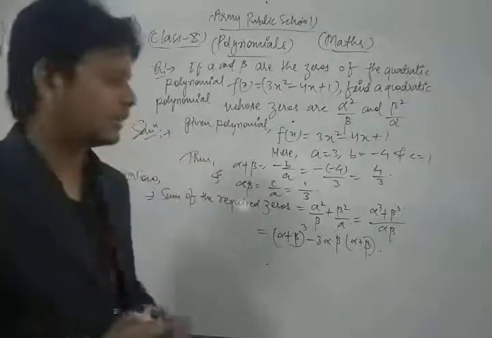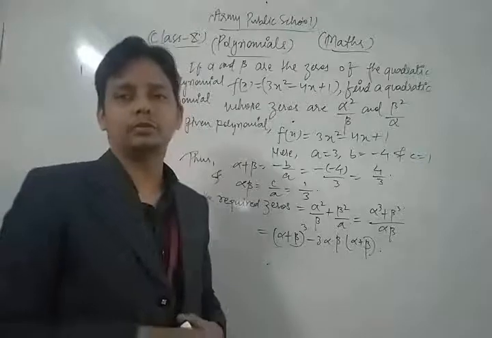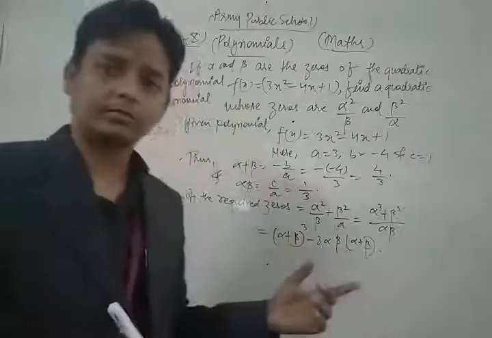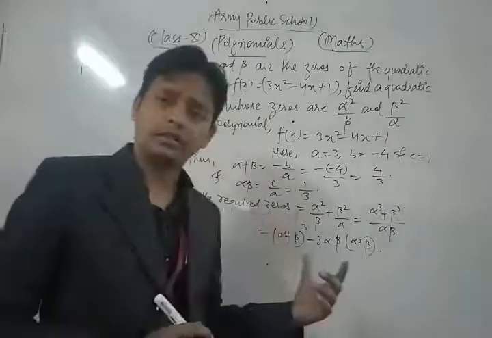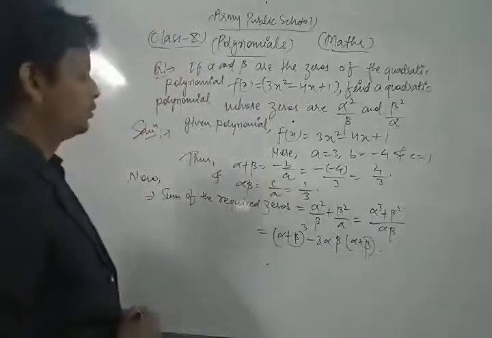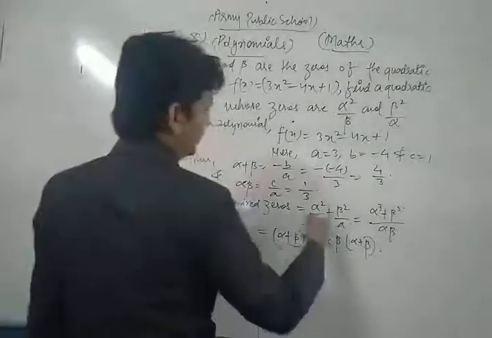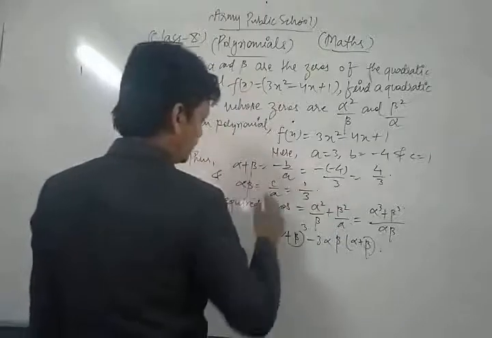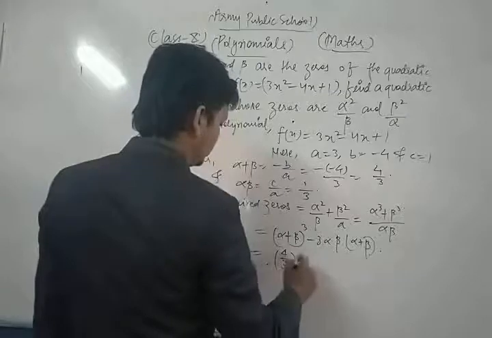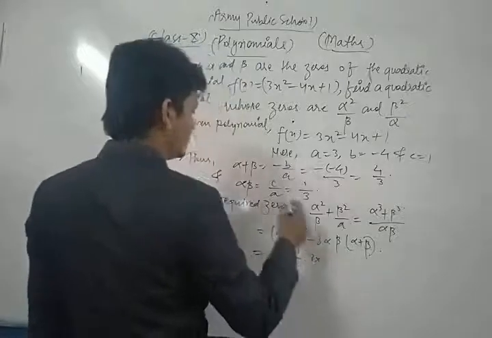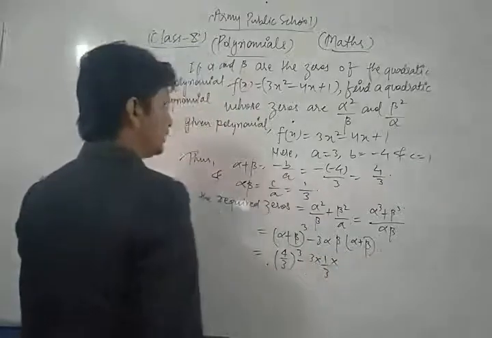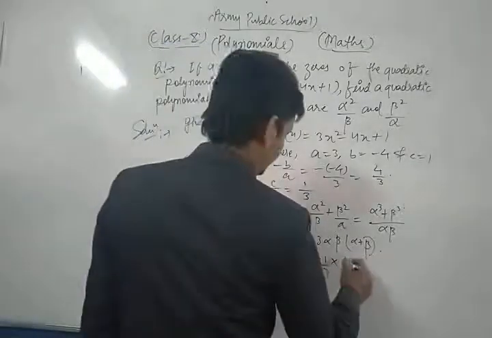You know that, dear friends, the algebraic identity a plus b whole cube is a cube plus b cube plus 3ab in bracket a plus b. So for that formula we find the value of this. Now we put the value of alpha plus beta and alpha beta by the help of these expressions. Alpha plus beta is 4 by 3, so we write 4 by 3 whole cube minus 3 into alpha beta, which is 1 by 3, into alpha plus beta, that is 4 by 3.